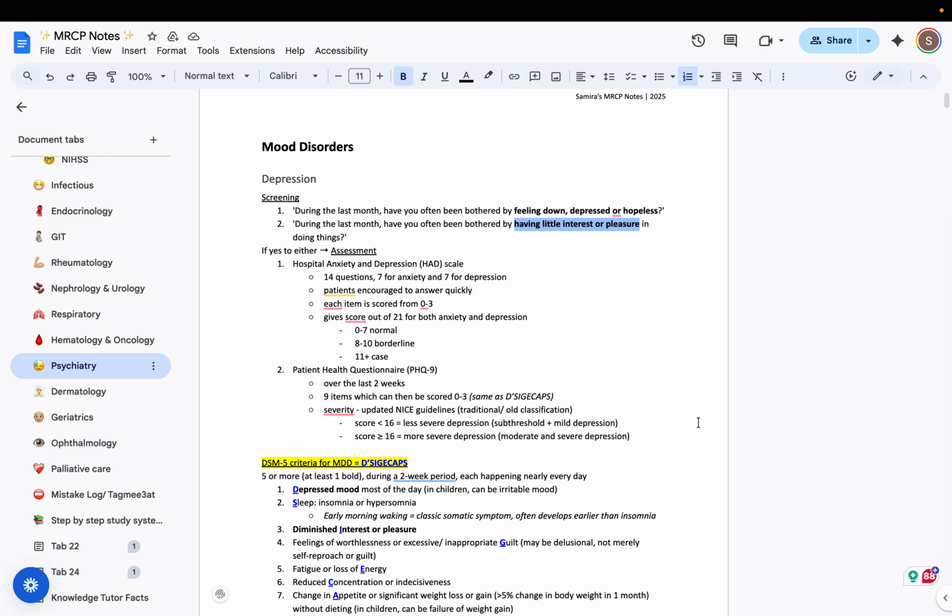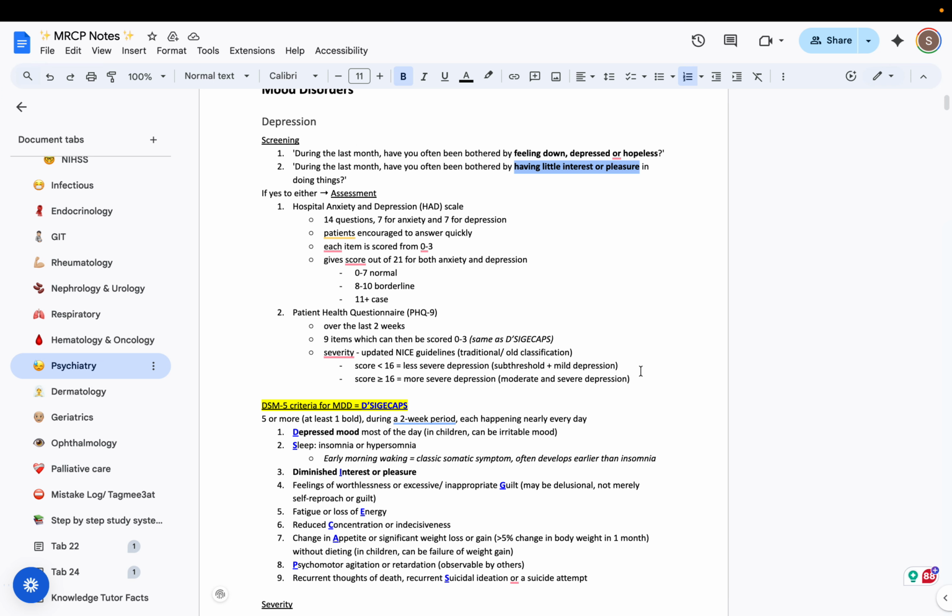If the answer to both of these is no, then we cannot diagnose depression. So at least one has to be positive. If they said yes to either, we do a full assessment using either a Patient Health Questionnaire or a Hospital Anxiety and Depression Scale.